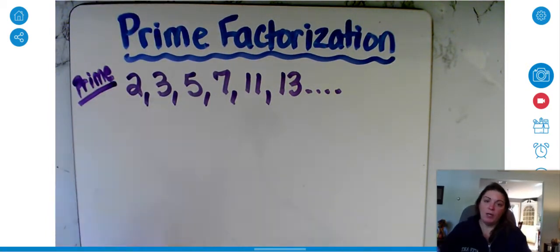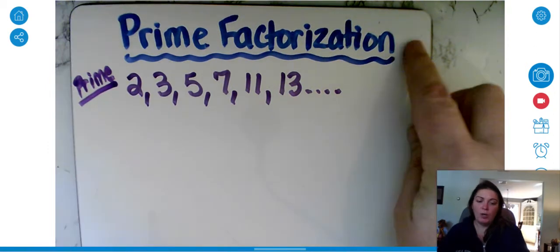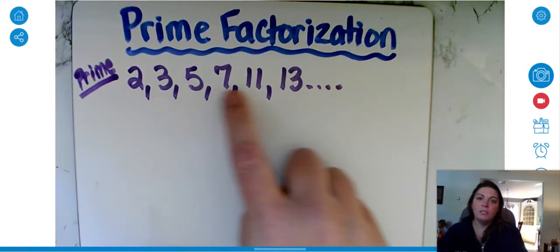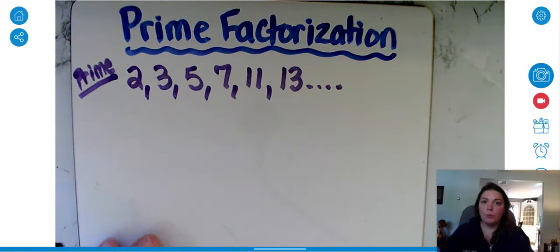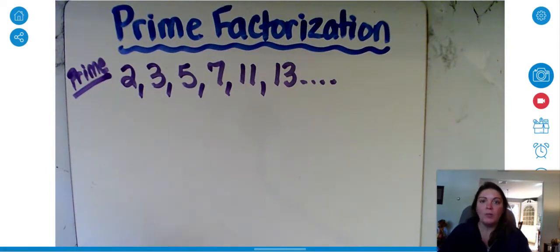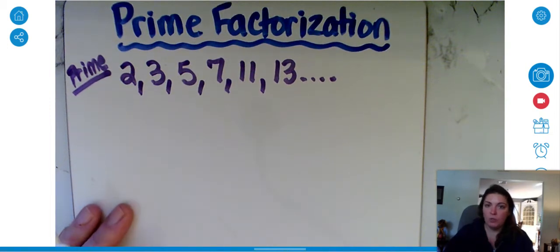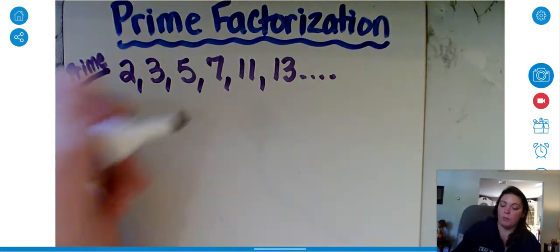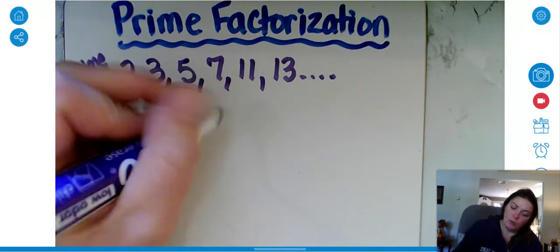Okay, I'm going to keep that up there so that when we do prime factorization, we can always see the prime numbers. So prime factorization is when we take a number and we break it down as a product of all of its prime factors. So let's take a look at an example. We'll start with a smaller number. Let's look at the number 12.